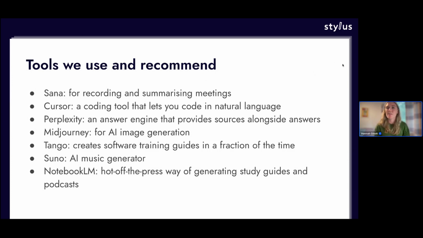I've posted about this on LinkedIn. So if you follow me on LinkedIn, my surname on there is Gillott, Gillott. I've put a little example of how I've been using Notebook to support with some revision.